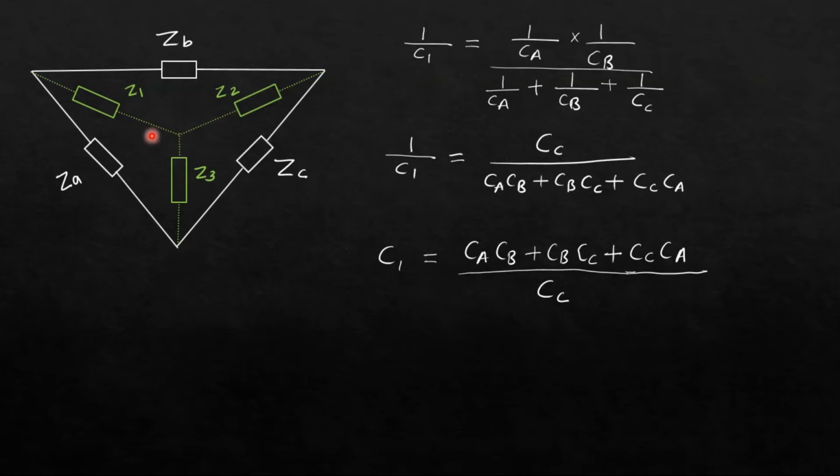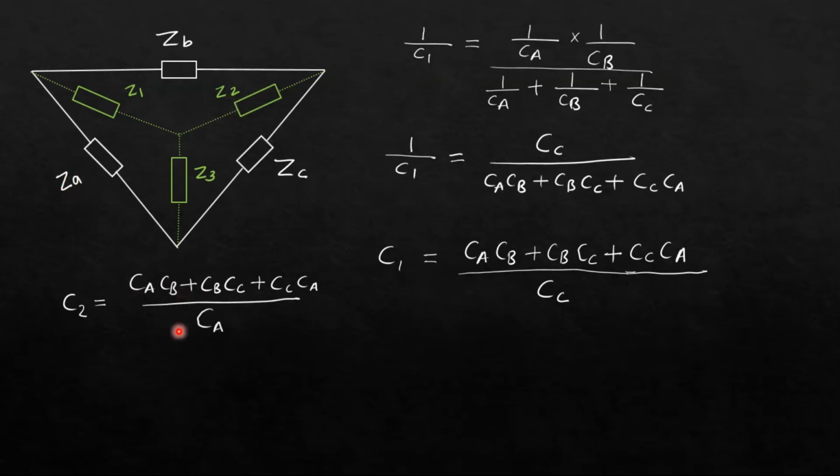Why? See here. We are calculating C1. It means Z1. So in opposite to Z1, there is ZC. That's why we are dividing it by CC. Similarly, we can directly write for C2 also. For C2, the numerator will be the same, CA/CB, CB/CC, CC/CA. Now in opposite to C2, ZA is there. So we will divide it by CA.